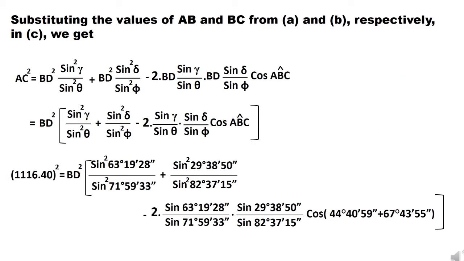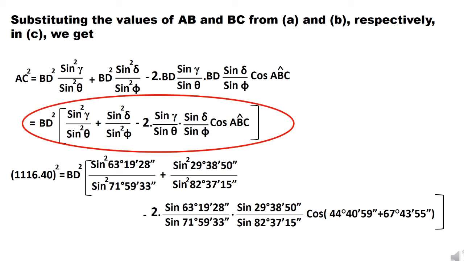Now substituting the values of AB and BC from equation A and B respectively in equation C, we can get this equation. Then taking out BD square as common, we have this equation. So the length of AC is known, the angles alpha, beta, gamma, delta, theta and phi are known, we know the angle ABC equals alpha plus beta, so we can put those values in this equation. The only unknown is the length of BD.